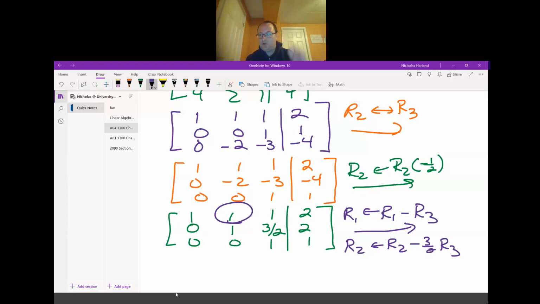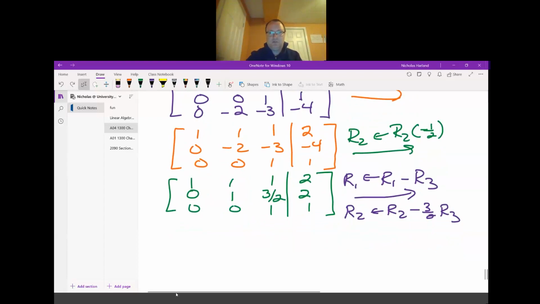If you wanted to start with column 2 and deal with column 2 first and then move to column 3, certainly nothing wrong with that either. So there are a variety of different steps that can get you into reduced row echelon form.